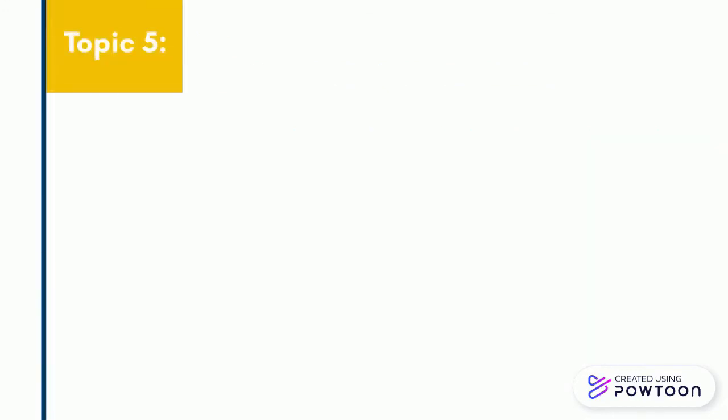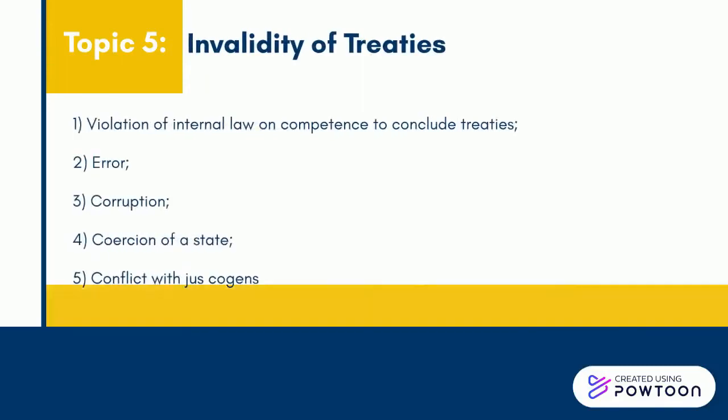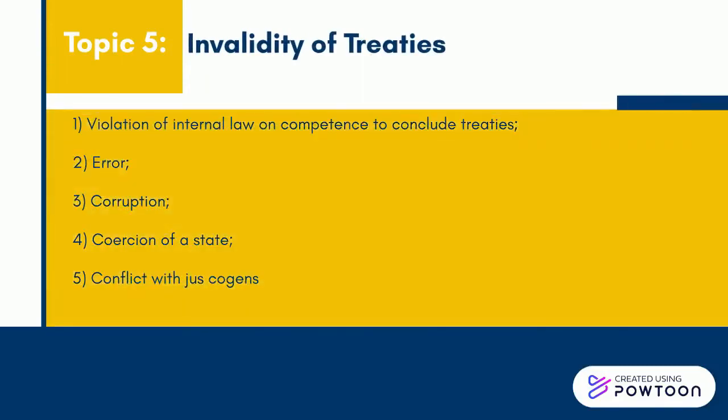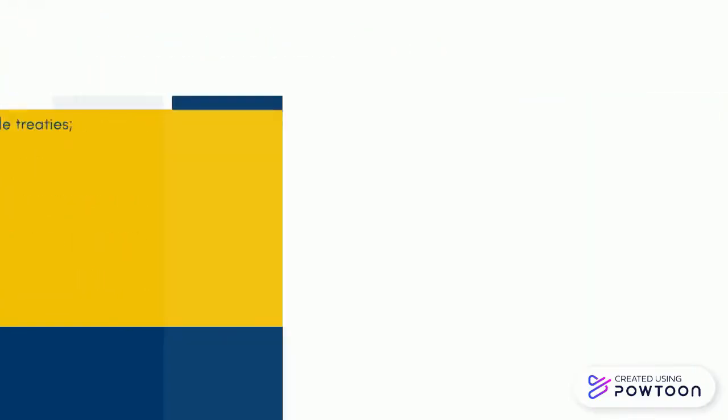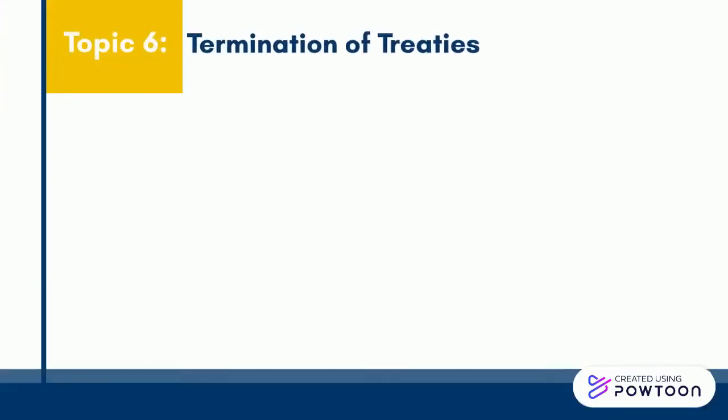Topic 5. Invalidity of Treaties. The following 5 scenarios can cause a treaty to become invalid. First, violation of international law on competence to conclude treaties. Second, error. Third, corruption. Fourth, coercion of a state. Fifth, conflict with jus cogens. Topic 6. Termination of treaties.